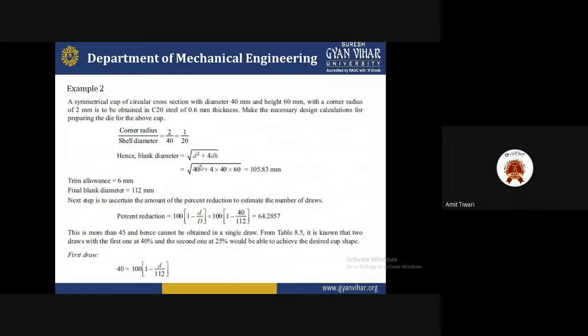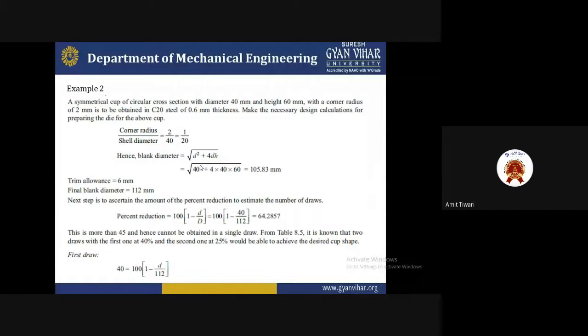Second, it is a symmetrical cup of circular cross-section with a diameter of 40 mm, a height of 60 mm, and a corner radius of 2 mm. It is to be obtained in steel of 0.6 mm thickness. Make the necessary design calculations for preparing the die for the above cup.